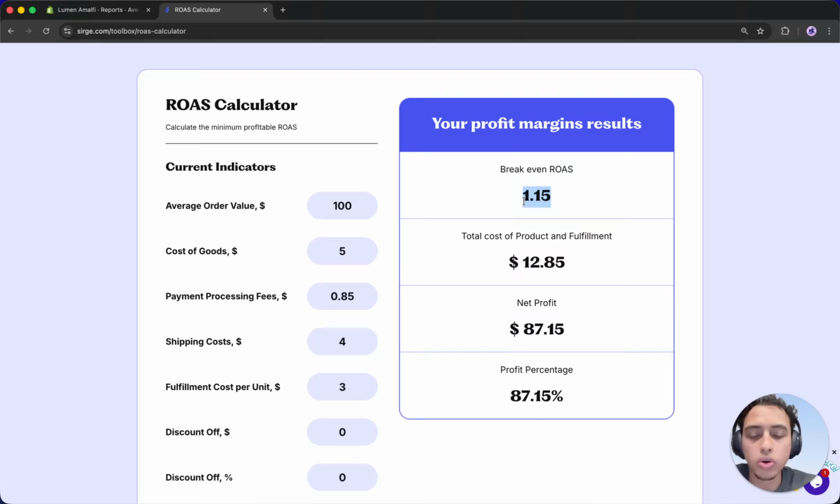All right, so go ahead, run this for your product, figure out what your average order value is, your cost of goods, your payment processing, your shipping costs and your fulfillment costs per unit, based on how I've discussed. And once you have your break-even ROAS for your product, then we can start to optimize your campaign so that when you're creating campaigns, you know what to optimize for.